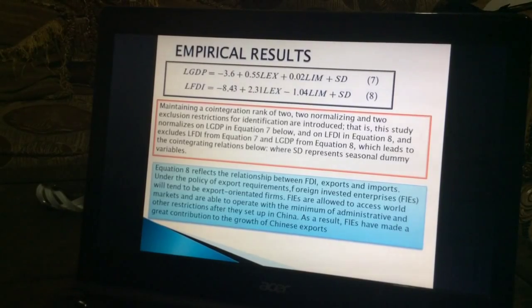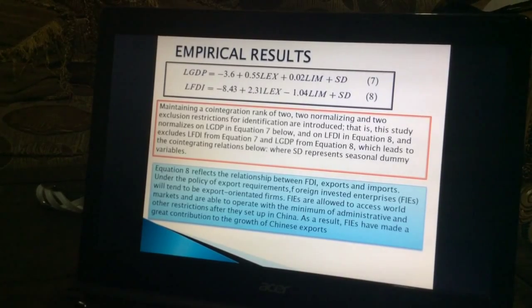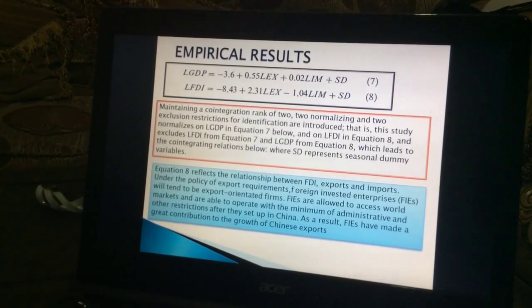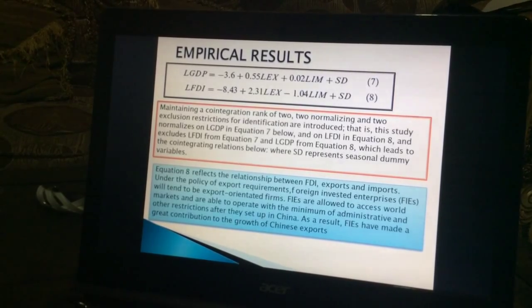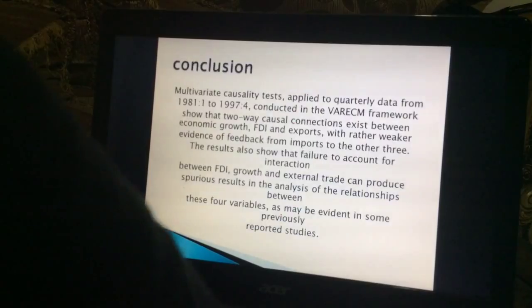And then we can see also equations 7 and 8. Equation 8 reflects the relationship between FDI, exports, and imports under the policy of export requirements for foreign investment enterprises.